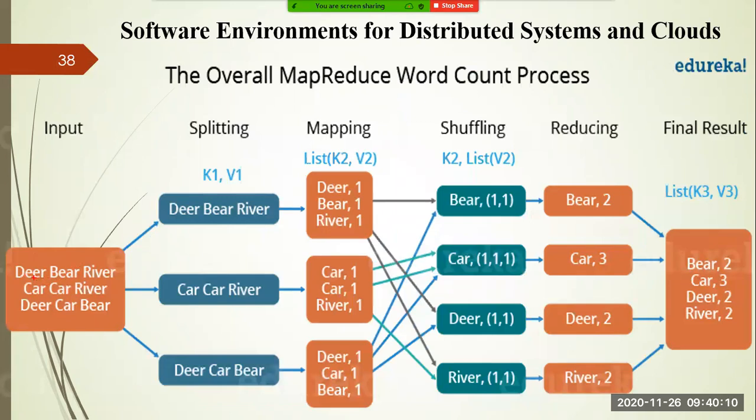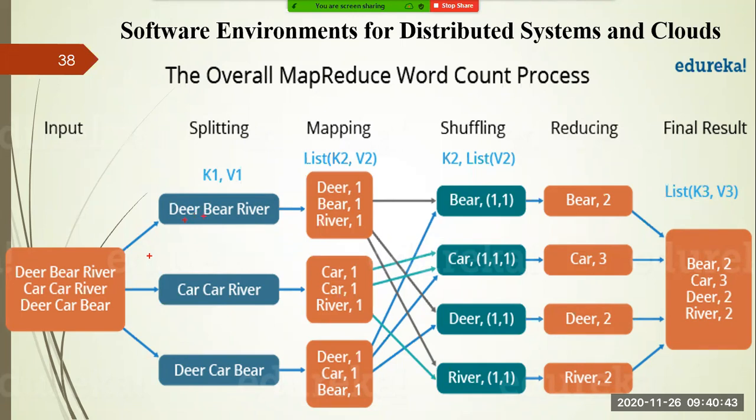Suppose you have three input files. One is deer, beer, river. The second one is car, car, river. The third one is deer, car, beer. If these are the input files, first you have to partition the input into a set of input files, like each and every sentence I am taking as one file. That is called splitting, or if you remember what we discussed today, that is called partition.